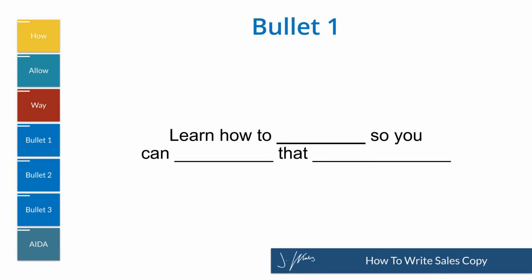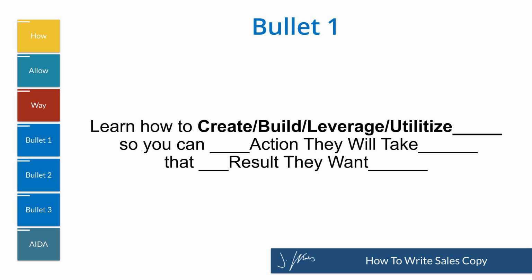So our first bullet point here is going to be learn. And even though this looks blank and confusing, we're going to fill it out one by one so it makes perfect sense. So we have learn how to blank so you can something that blank. So we'll go ahead and fill in some examples here. So we can say, learn how to create, build, leverage, utilize, tap into, so you can, action that they will take or something they want to be able to do that will give them the result that they want.